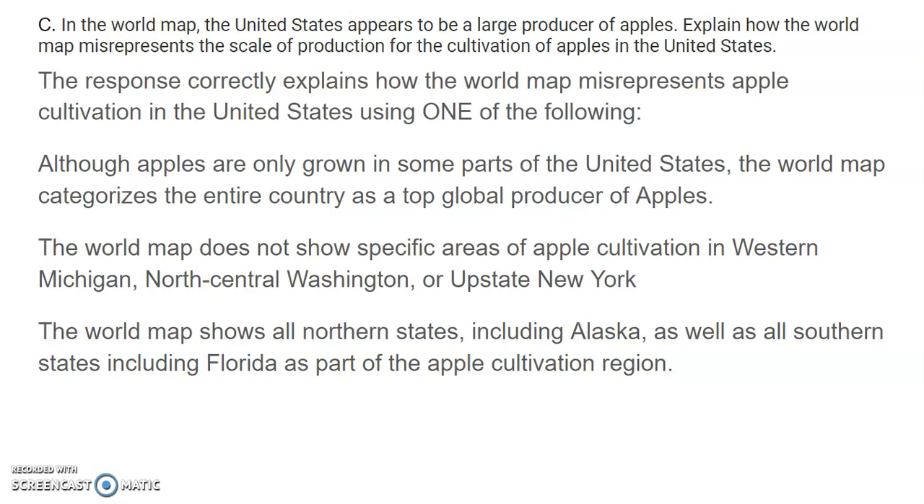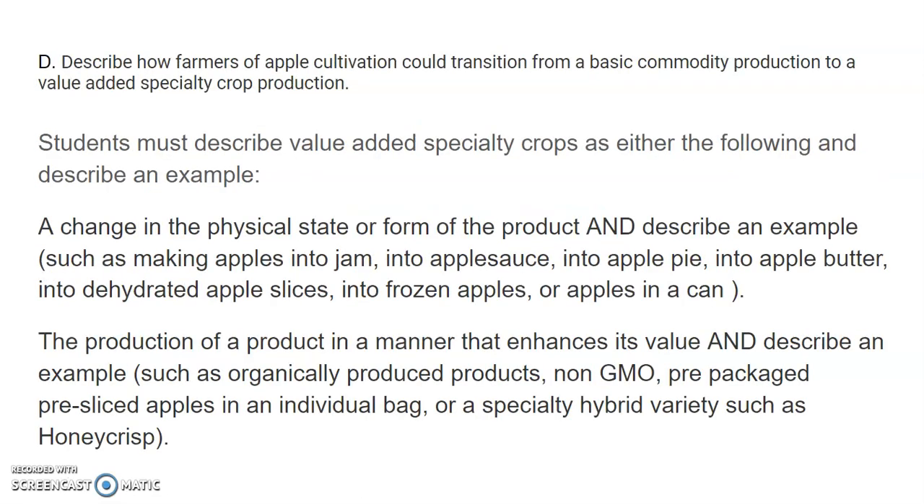Or the world map shows all northern states, including Alaska, as well as all southern states, including Florida, as part of the apple cultivation region, when they are not all part of the apple cultivation region. So again, they have to have one of these answers. They can have that not all of the United States produces apples. Apple production is concentrated only in certain states or certain areas. That would be an acceptable answer. So again, that is 0 or 1. No half answers there.